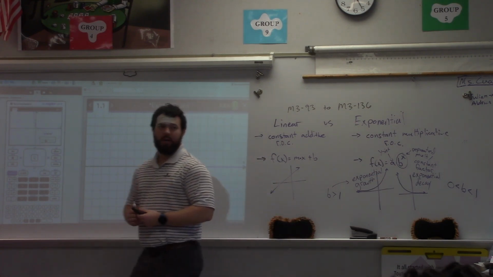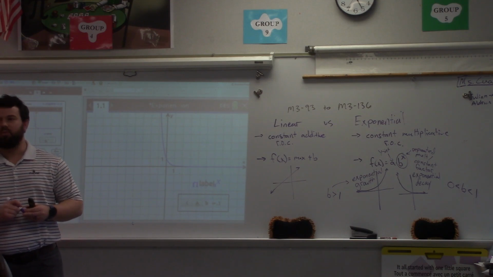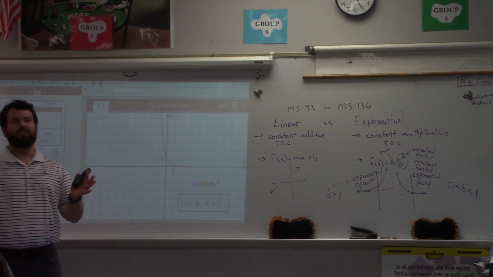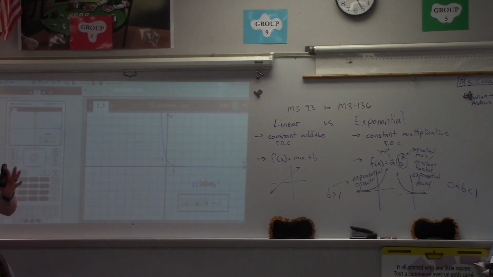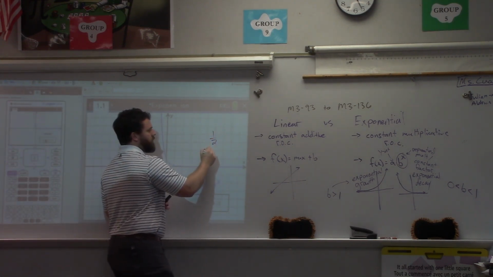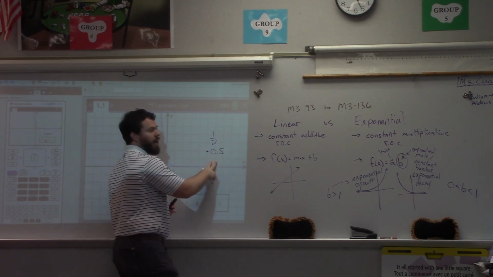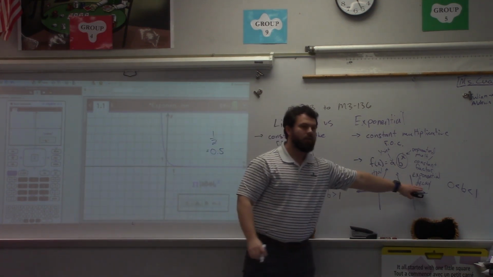Just in my explanation again was, if I take 1/2, is 1/2 bigger than 1 or between 0 and 1? You said if the base is greater than 1. No. 1/2. Is that bigger than 1 or between 0 and 1? Between 0 and 1. That's 0.5. That's between 0 and 1, right? Yeah. So that's going to cause things to decay, right?